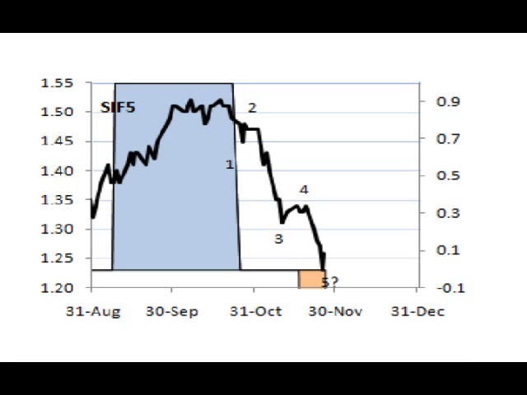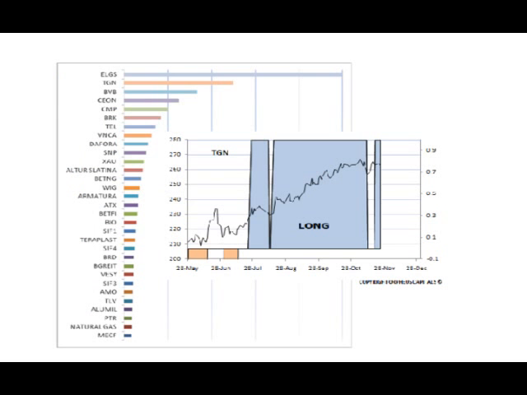So we mix the trending system with Elliott. We use a combination of tools. We do not use just one tool.